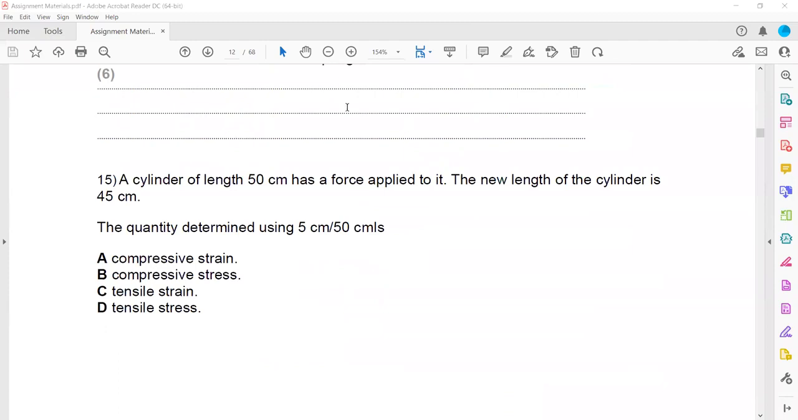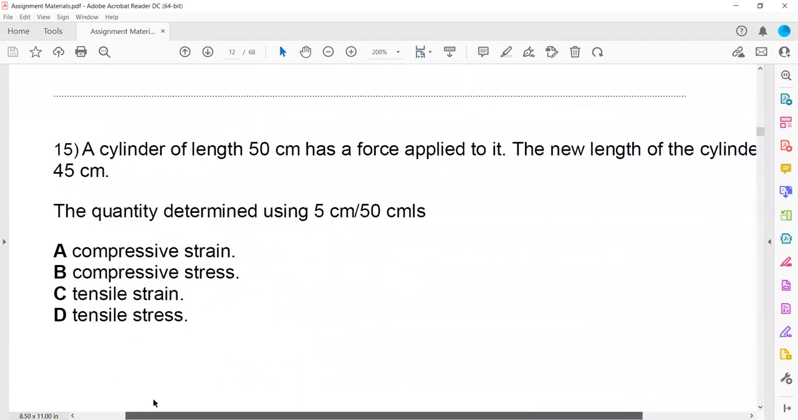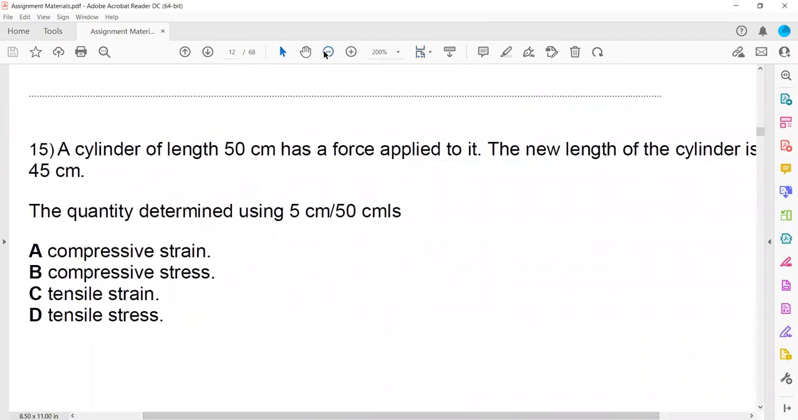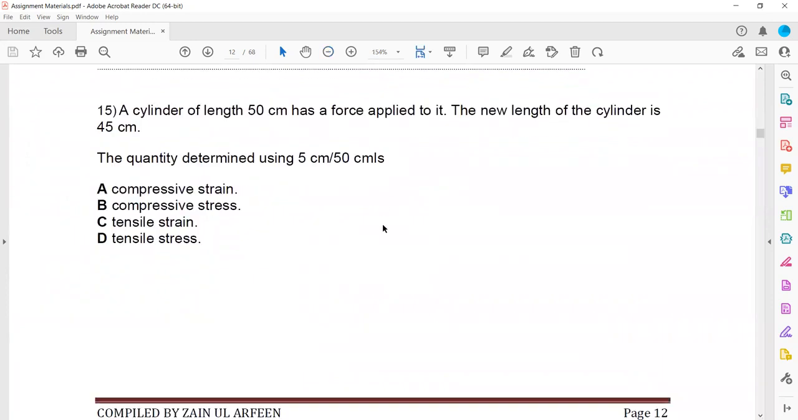Then a cylinder of length 50 centimeter has a force applied to it. The new length of the cylinder is 45. The quantity determined using 5 centimeter over 50 centimeter is a ratio of change in length over original length. So what will it be? It cannot be stress because stress is force acting on unit area.